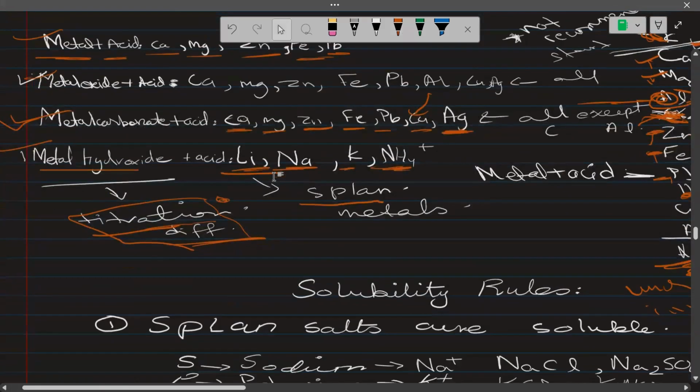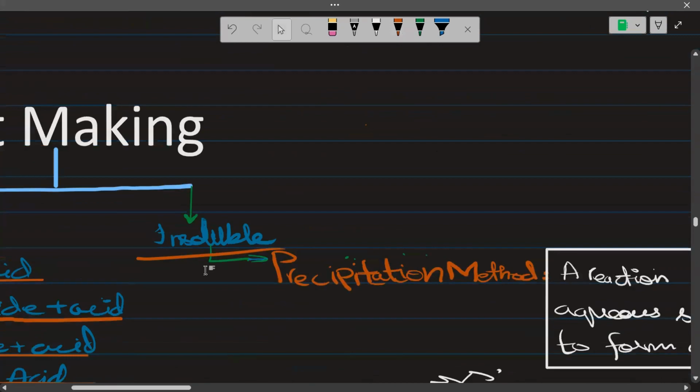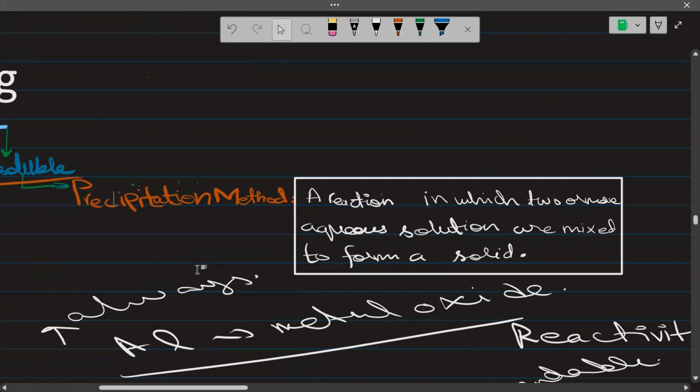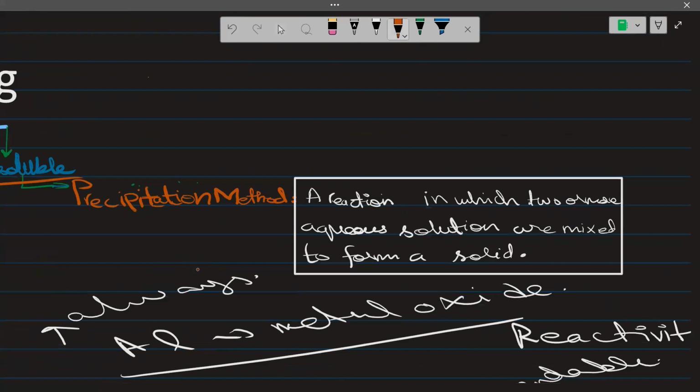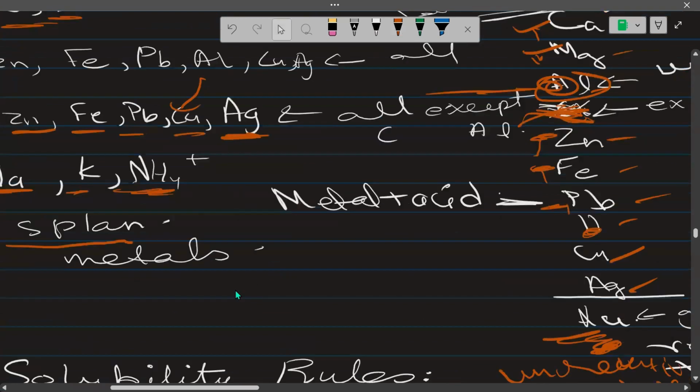Now let's come to insoluble. In this, what happens is the precipitation method. So what is the precipitation method? Basically, the precipitation method is a reaction in which two or more aqueous solutions are mixed to form a solid. Okay, so this is the precipitation method, which we will also do.